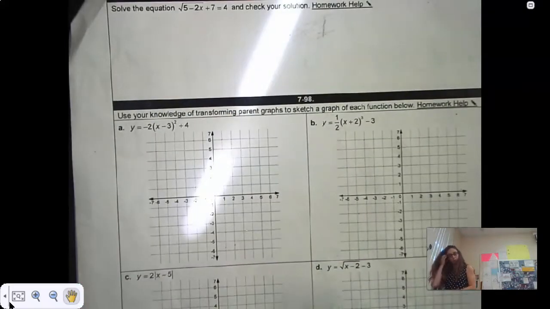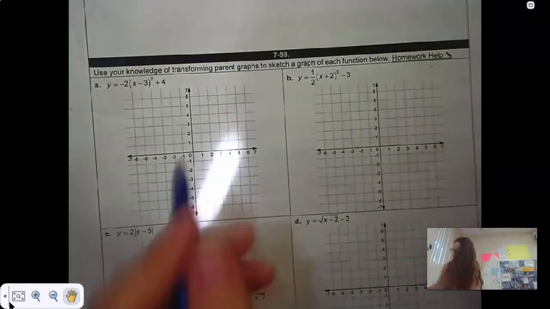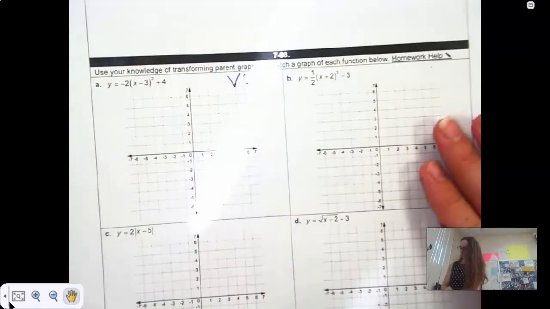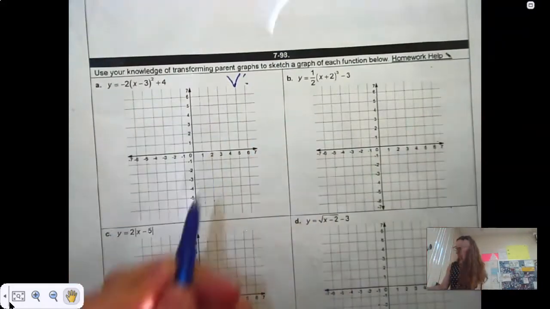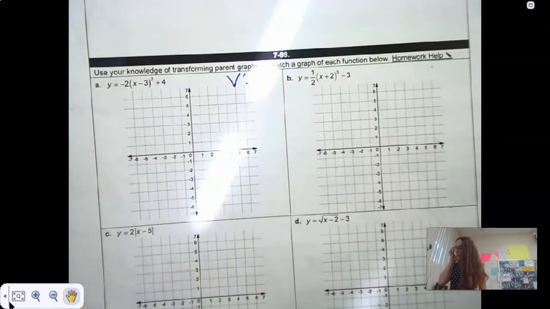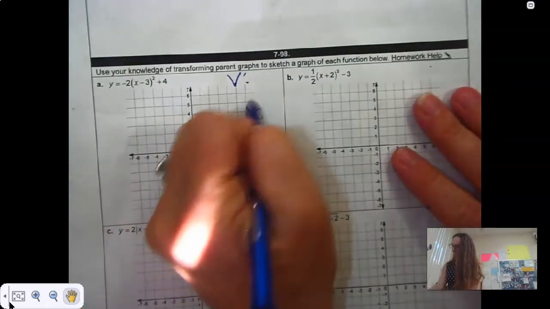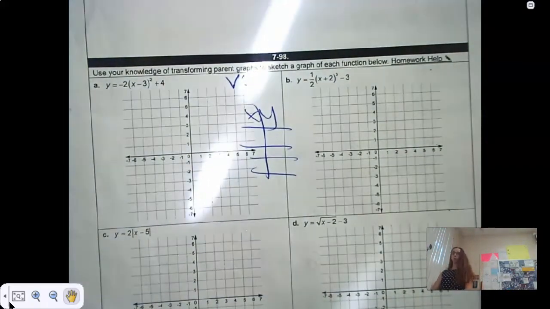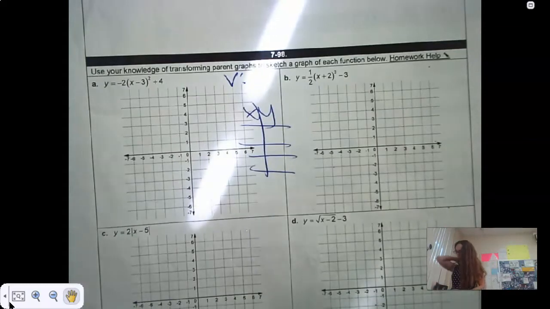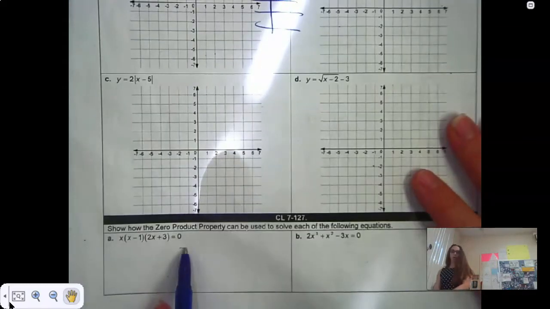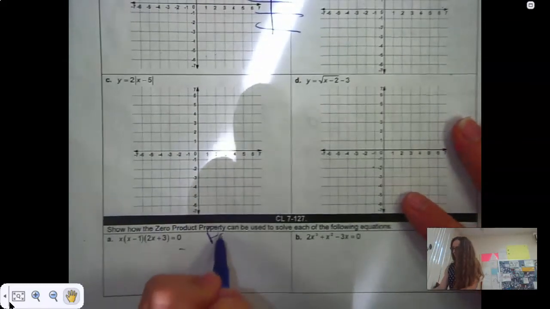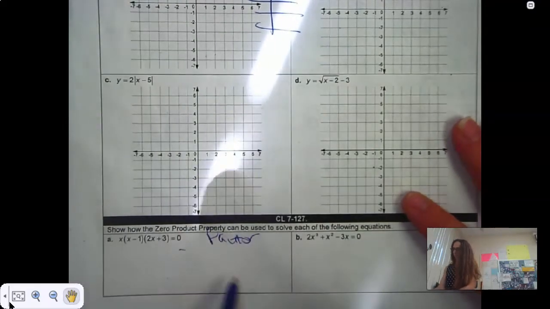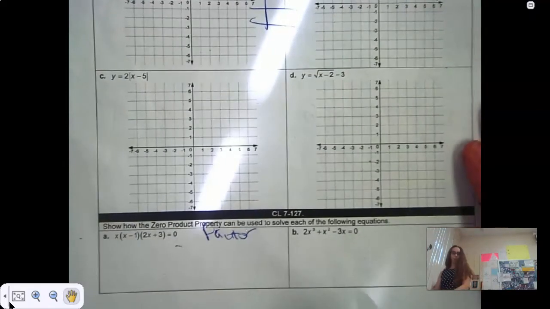You know how to solve. This one, sketch the graph, which means I'm probably going to want the vertex, which means I probably want to know another point. So you're going to probably have to make a table for these. Yeah, of course you can cheat and use Desmos, but you're going to have to show your work. Okay? Use the zero product property. When I say the zero product property, I just mean factor. Set it equal to 0 and solve.